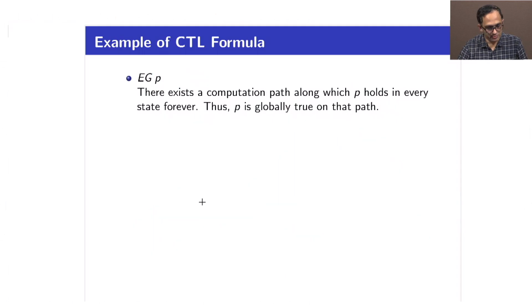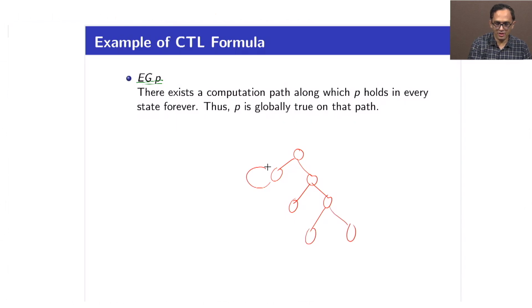Okay. So, the next one is EG P. It is basically there exists a path in which globally P holds, which is very easy to understand. So, you basically think about a computation tree like this. It can be anything, right.